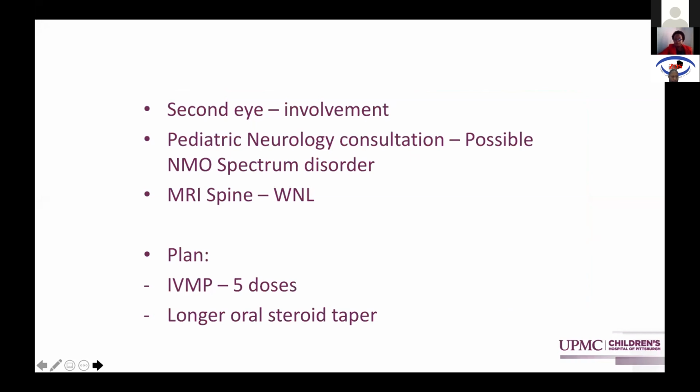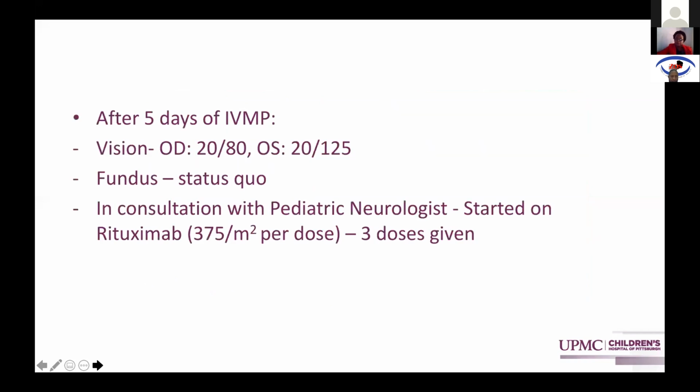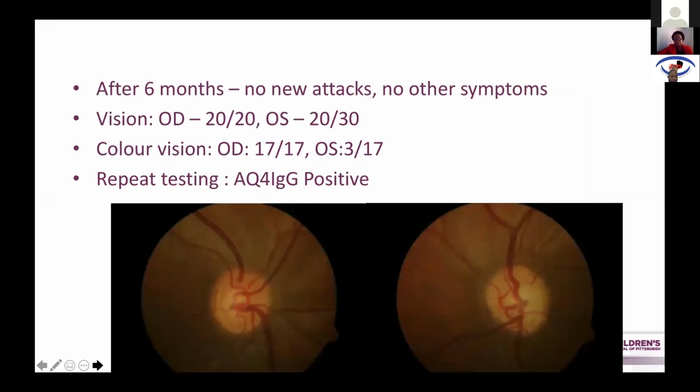We reinitiated IVMP and gave a longer oral steroid taper. After about 5 days, the vision had recovered to 20/80 and 20/25. In consultation with the pediatric neurologist, he was also started on rituximab. After 6 months, the child has been stable with good recovery up to 20/20 in the right, 20/30 on the left, with some color vision loss on the left, as you can see.